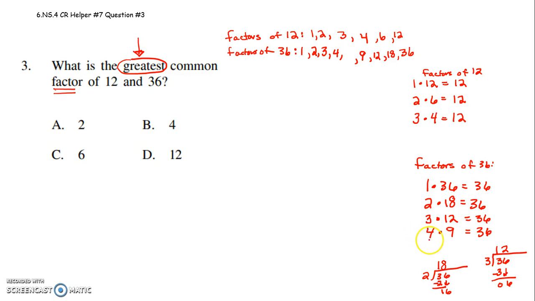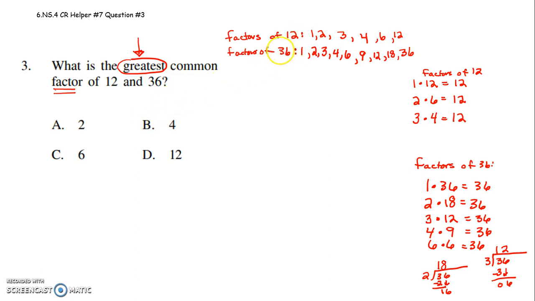So then I try 5. Oh, 5 doesn't go into 36. So then I try 6. Oh, 6 times 6 is 36. So 6 is a factor of 36. Then I try 7. Oh, 7 doesn't go in. Then I try 8. Oh, 8 doesn't go in. And then I start repeating my factors because then I'm right back up to 9. So now I have the factors of 36.